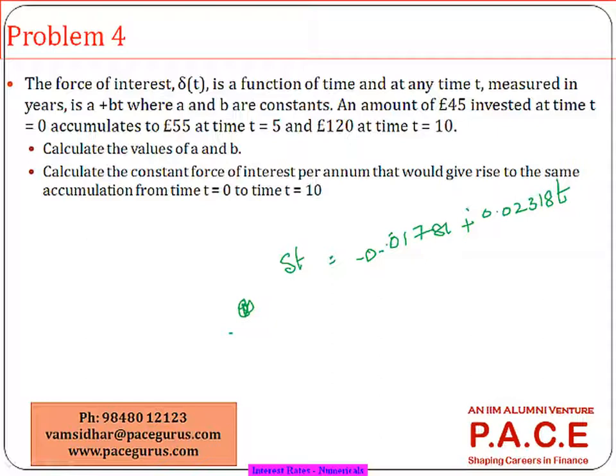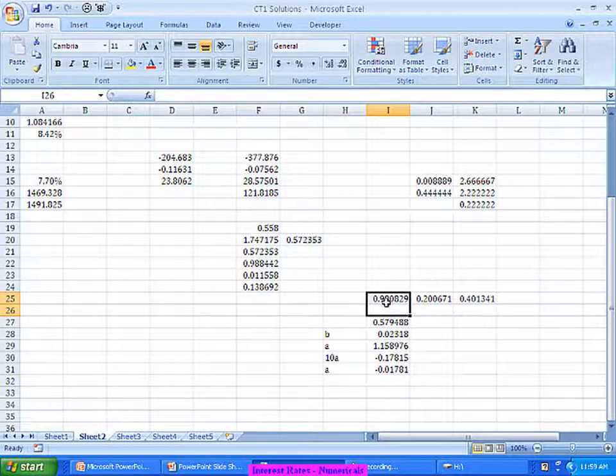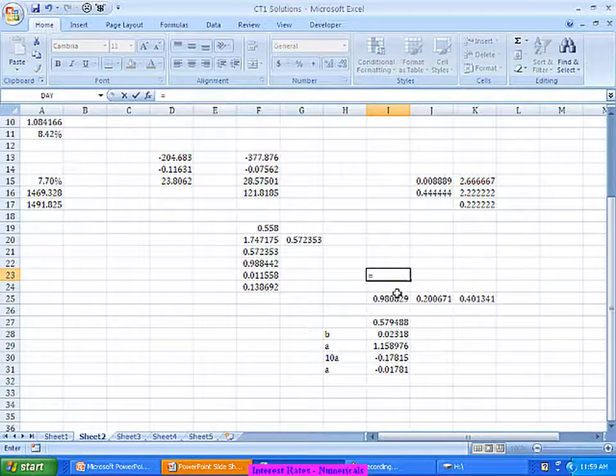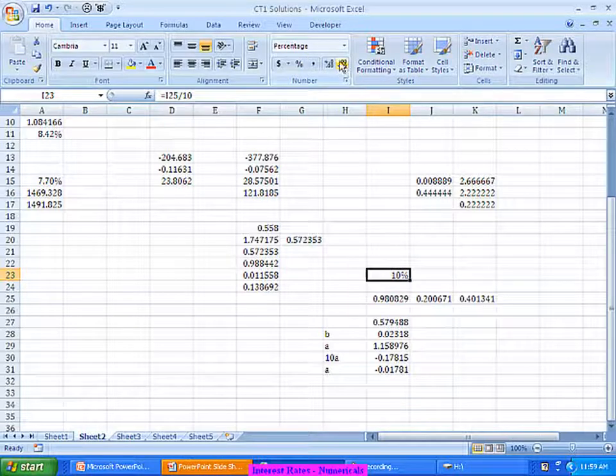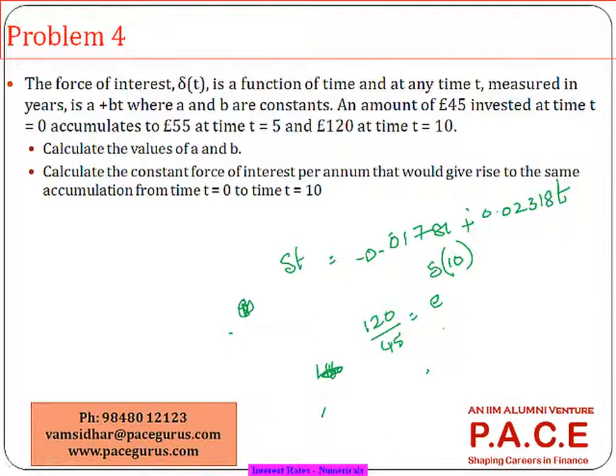Now there is also a question that is coming out. Calculate the constant force of interest per annum if the accumulation is same from 0 to 10, which means 45. The accumulation factor for 10 years was nothing but 120 by 45. And this we are saying it should be equal to e power delta t, because we are talking of delta as a constant. I'll take it as 10 delta, straightforward. So 10 delta will be log 120 by 45, whatever this number. This is equal to 10 delta. So delta will directly be this number divided by 10, very straightforward calculation, which will come out to us as 9.81%.